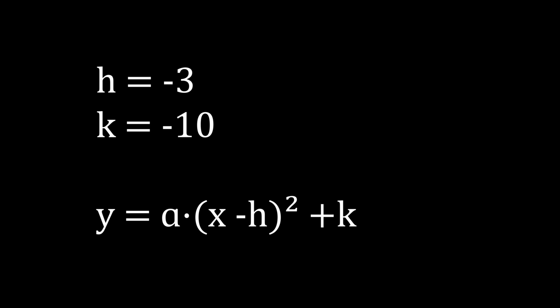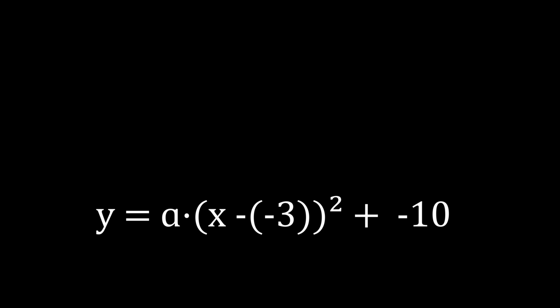So that's all well and good, but what about a? Well, a is unknown. However, it's usually better to start with what you already know and then get back to whatever is unknown when you can see more of the puzzle. So let's start with minus 3 and minus 10, since they represent the vertex where the parabola has its tip, and plug them into the equation.